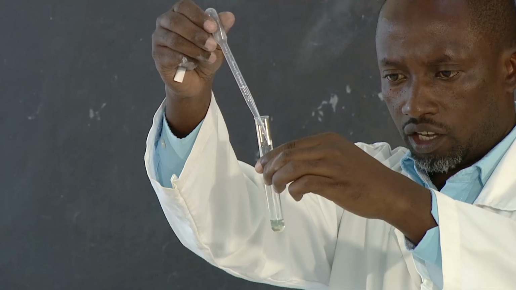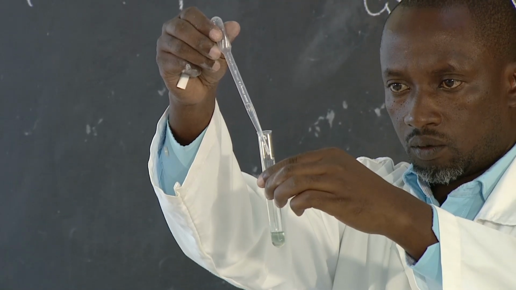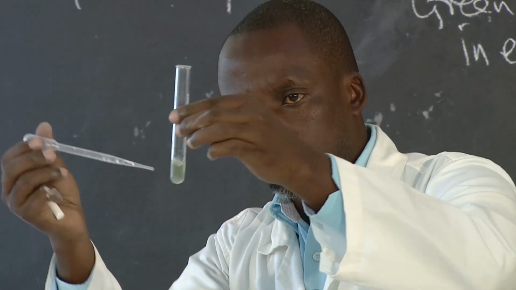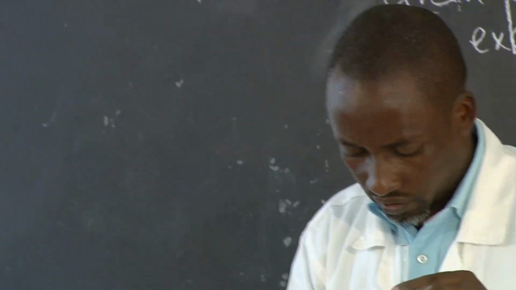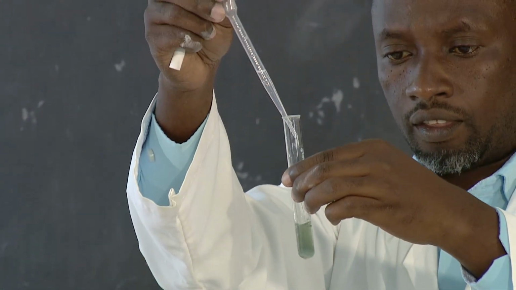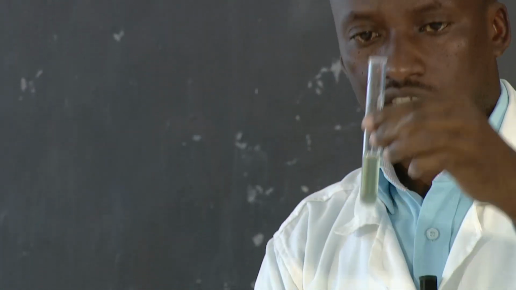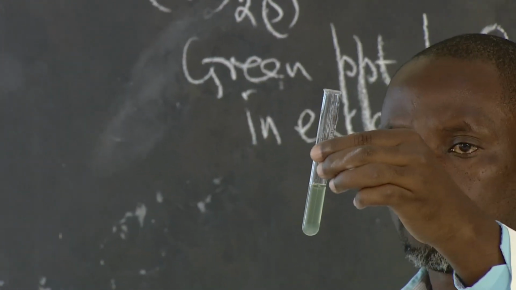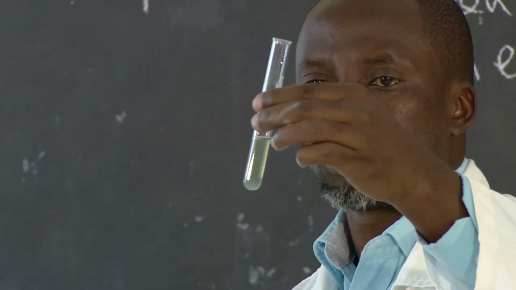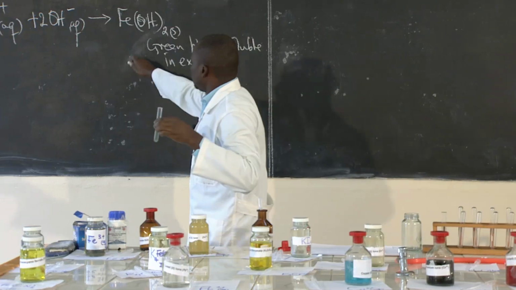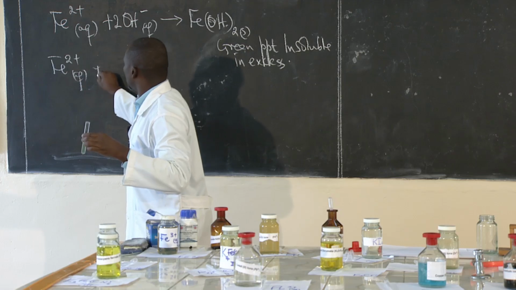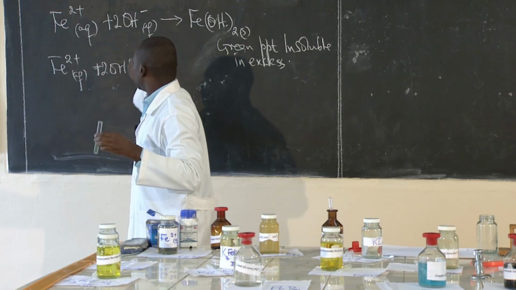Are you seeing what is happening? Is there any difference? I think there is no difference. This is a few drops, so I can add excess. So it's the same, a green precipitate. In most cases, we call it dirty green because it doesn't look clean. So it's the same reaction. Iron 2 ions are reacting with the hydroxide ions.